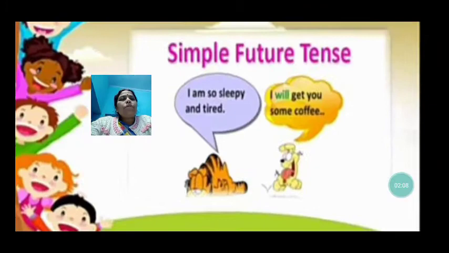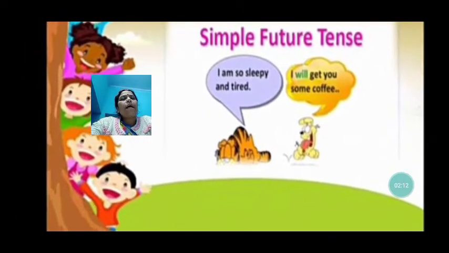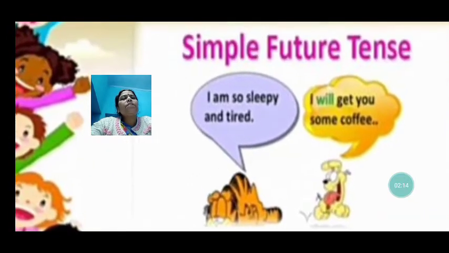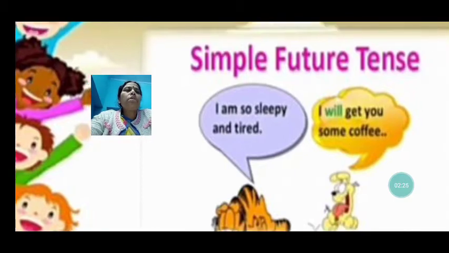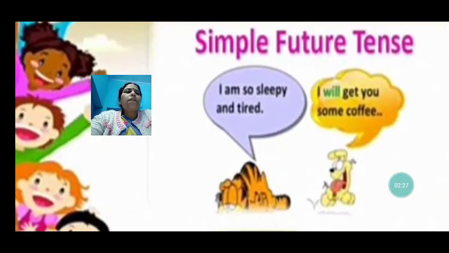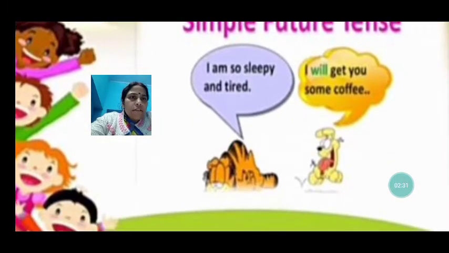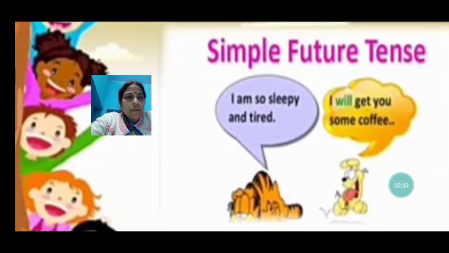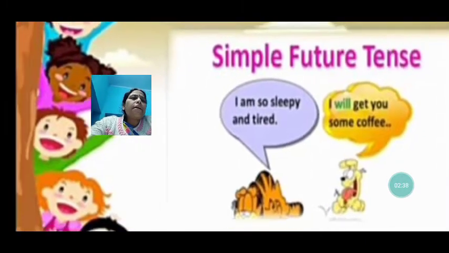Now, simple future tense. I am so sleepy and tired. Which tense is it? Simple future tense, simple present tense, or past continuous? This is simple present tense. This cat or tiger is saying that I am so sleepy and tired.